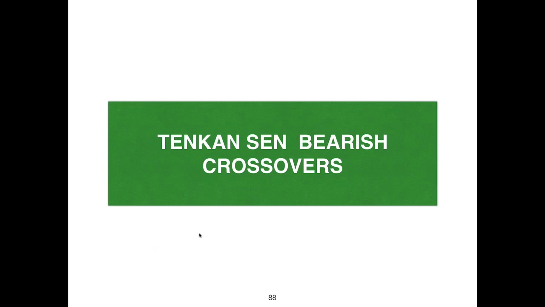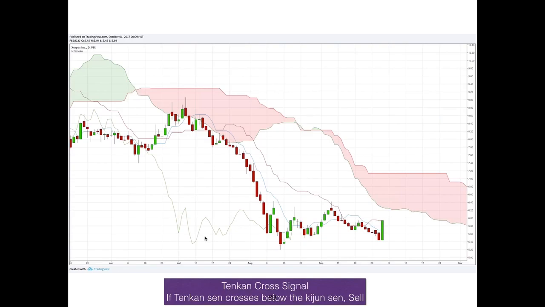Now let's talk about Tenkan-sen bearish crossovers. A bearish signal occurs when the Tenkan-sen crosses from above to below the Kijun-sen. When this happens, sell. So this is the X chart. Right now, X is trying to do a reversal, but as long as prices are still below the Kumo, then it is still bearish.